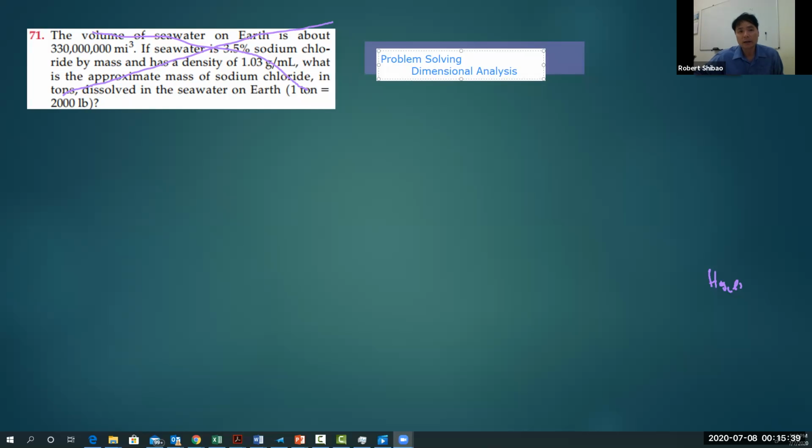Okay, back here. We're going to get started again. I'm going to talk about problem solving using dimensional analysis. Dimensional analysis is by far the most common tool that we use for solving problems in chemistry. What we have is basically the setup goes like this.